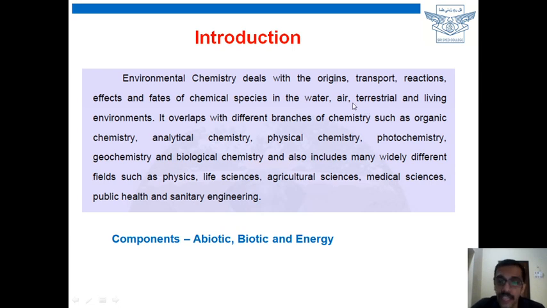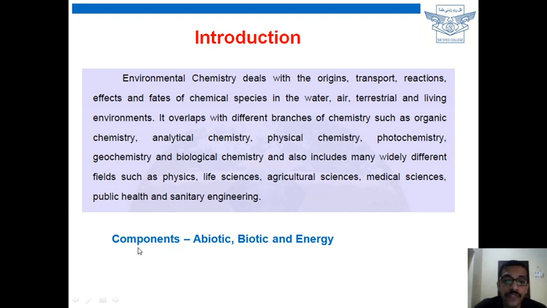Okay, if you carefully look at the definition itself, you will see that there are four different segments with which the chemical species is interacting, as well as different means of interaction that we are going to see in detail in this unit. So this is a definition as well as a brief outline of the unit for you. Okay, now we are going to see the components of environment.